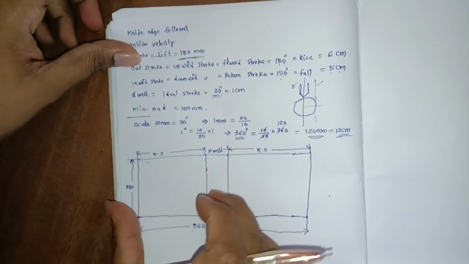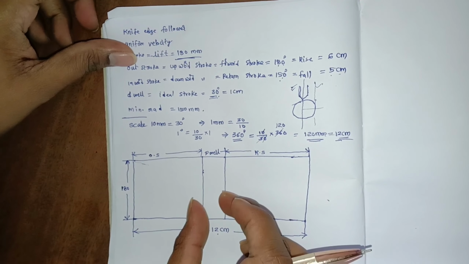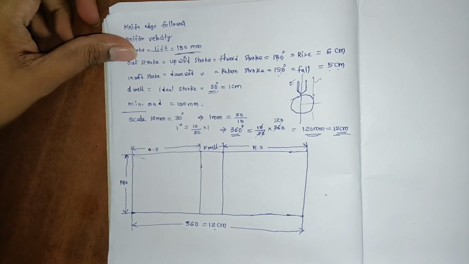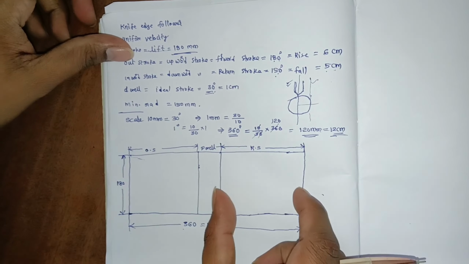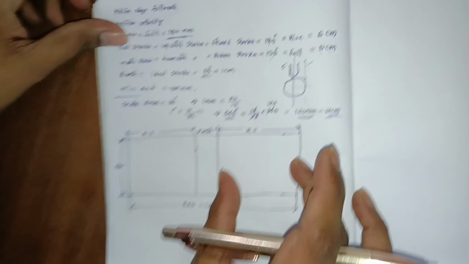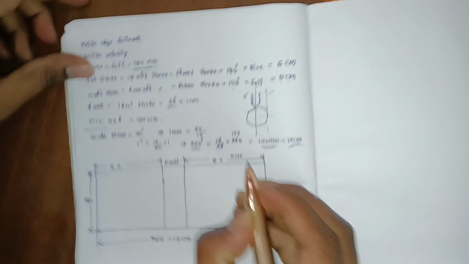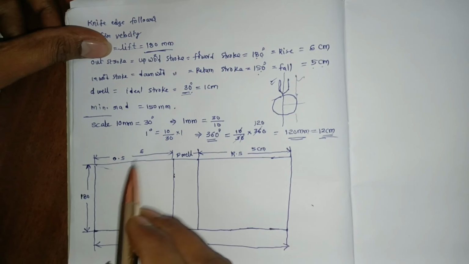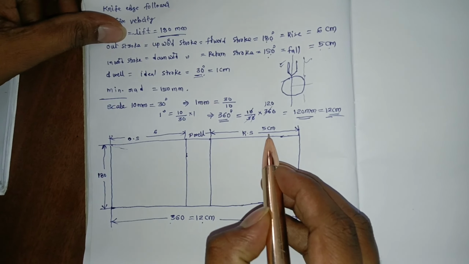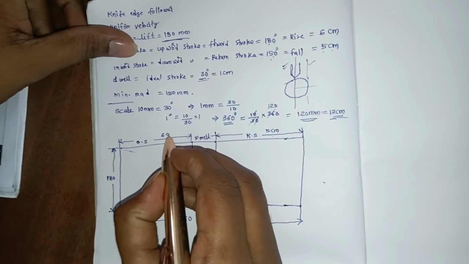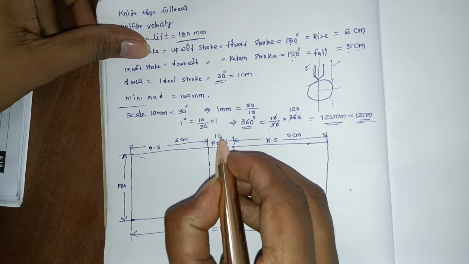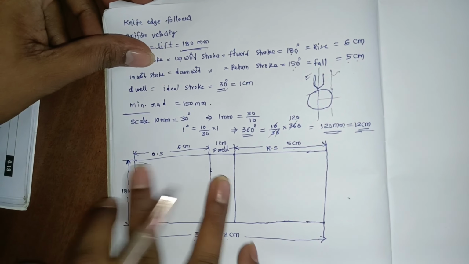So this is 6 centimeters, this is 1 centimeter, and this is 5 centimeters. This may be wrong, but we have to consider this as 5 centimeters. You have to take this one as 5 centimeters, and this will be 6 centimeters and this will be 1 centimeter. Follow the dimensions accordingly.